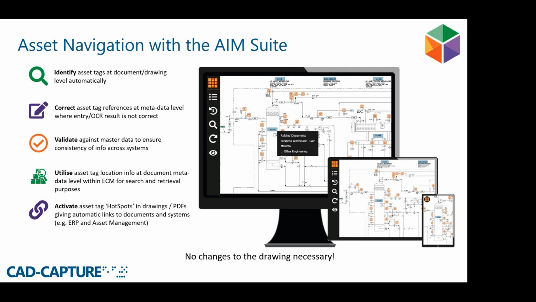And then the icing on the cake, the ability to activate all of that asset information in the drawings automatically using the hotspots. This means that you can then find information within the drawing very quickly, but also you can navigate to and traverse across either multiple documents within the same repository or access other systems such as SharePoint, SAP, Maximo, as we've shown you today. And all of this is without any changes needed to the drawing.